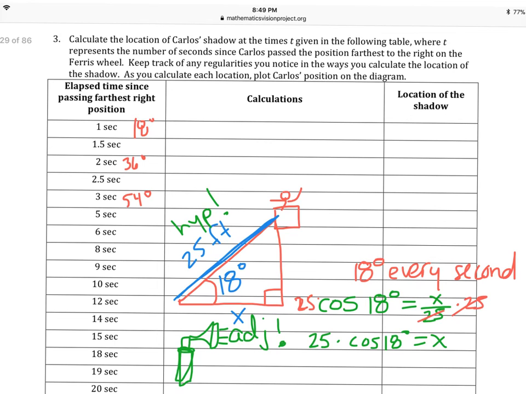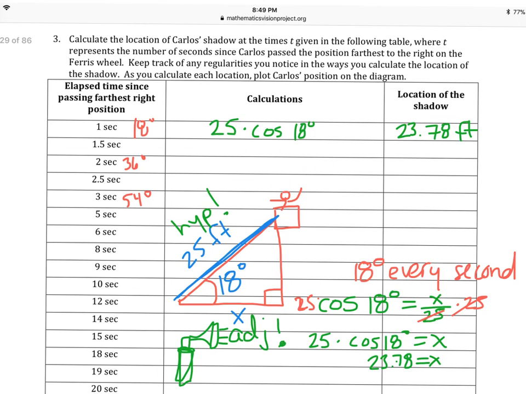Okay, good, I just did some math. So I have found that 23.78 equals x. My calculation is 25 times the cosine of 18 degrees, and that is equal to 23.78 feet. So then, what I want you to do is go back and graph that on the diagram.